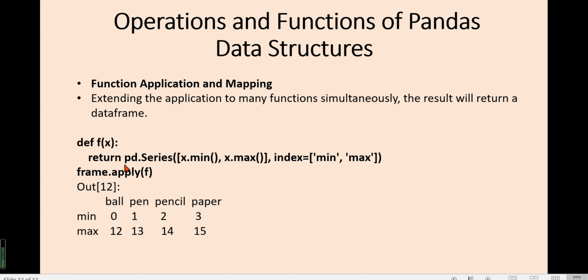And extending the application to many functions simultaneously, the result will return a data frame. So for example, here we'll define a function, but we return a series, not a single value. The series has two values, the first is the minimum and the second is the maximum, and also two values in the index for this series. Then if we apply this function to the data frame, the result will be a data frame with the index being the two functions defined in this function, and columns the same as the original data frame.